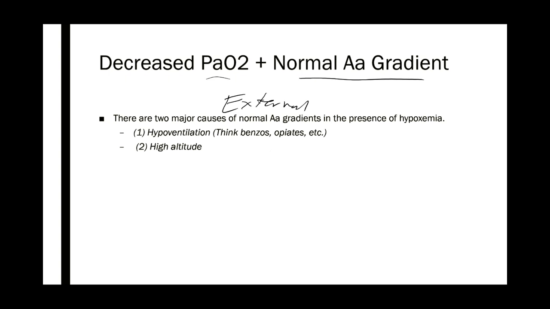Okay, and the reason for the normal gradient is, so remember, it's P big A O2 minus P small a O2. This is the most intuitive reason. I think this is correct. I hope it is. But these situations decrease the P alveolar O2. Right? If you're breathing less, it means less oxygen is getting to the alveoli. If you're at high altitude, it means less oxygen is reaching the alveoli. But if there's a corresponding and equal decrease in the P small a O2, then the gradient will still appear to be in the normal range of 5 to 15. Does that make sense?